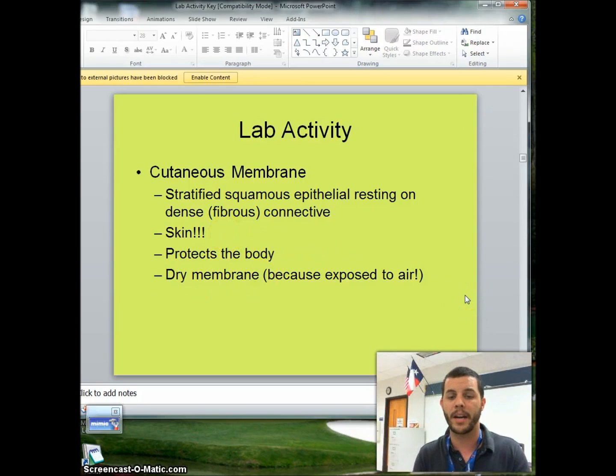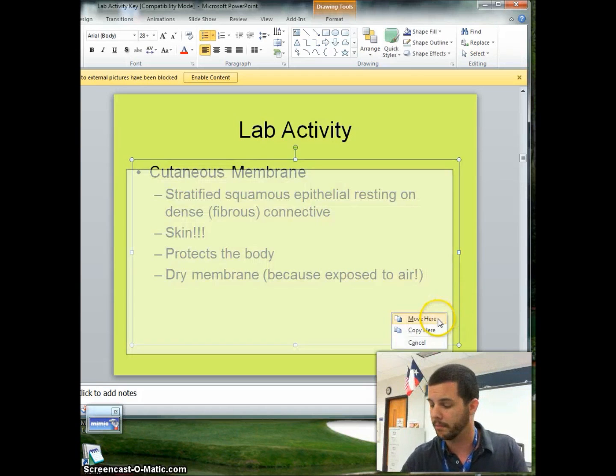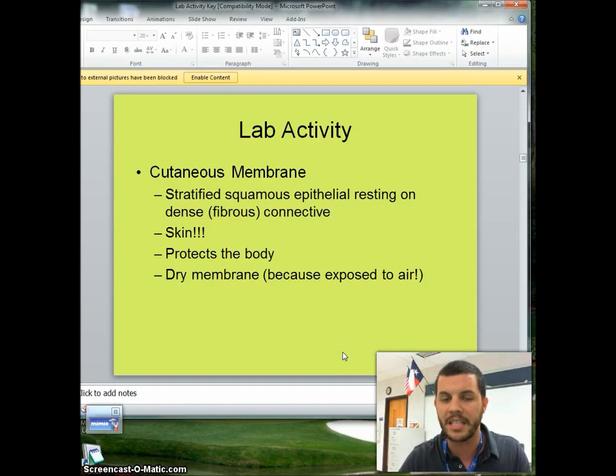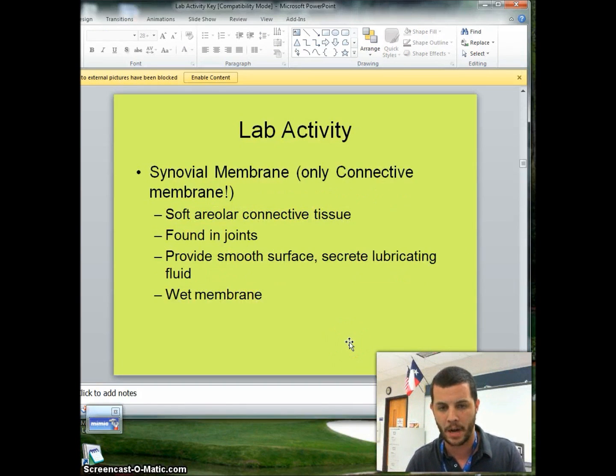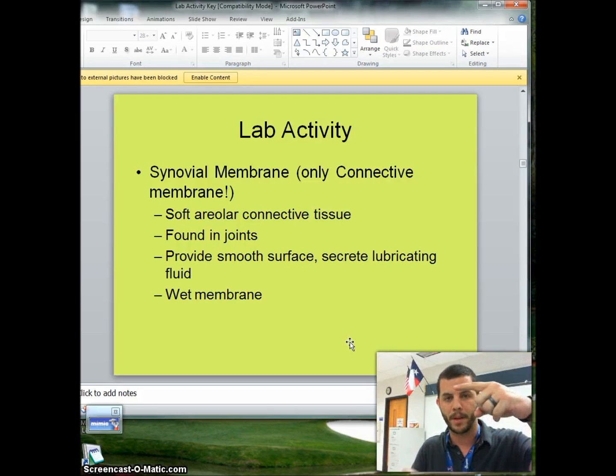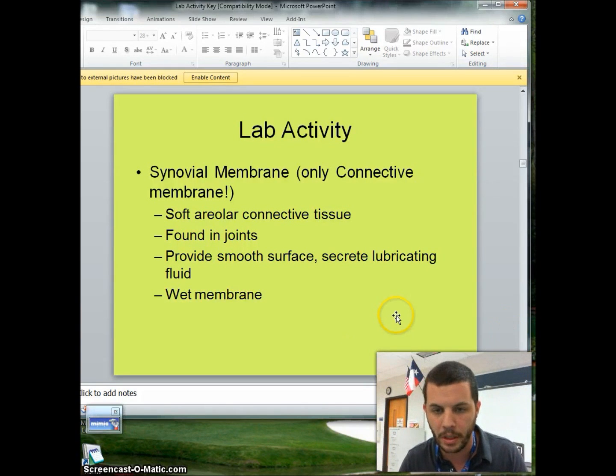Our cutaneous membrane, as I mentioned earlier, is our skin. It has a stratified squamous epithelial tissue which rests on dense connective tissue. It is a dry membrane because it's exposed to the air. Our synovial membranes are found around our joints. This is the only connective membrane, and it also is a wet membrane because we don't want our bones to creak along one another as they are moving. Okay, so that is a synovial membrane.